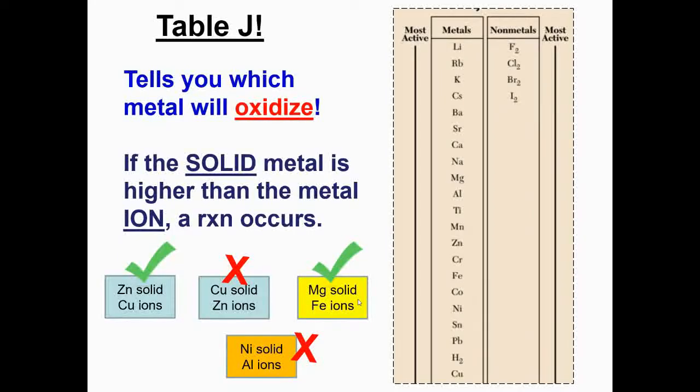Now, how do you know which metal gets oxidized and which gets reduced? Table J will tell you. The metal that's higher up will be oxidized. The metal that's lower down will be reduced. Okay, and you'll have a spontaneous reaction if your solid metal is higher than your metal ion. The solid metal is the one that's going to be oxidized.